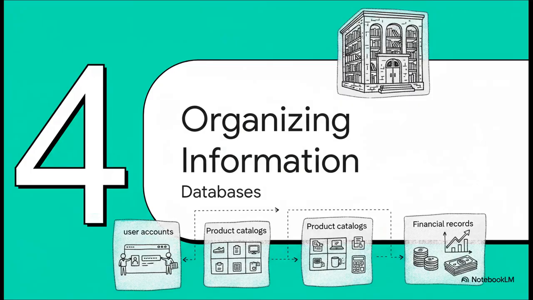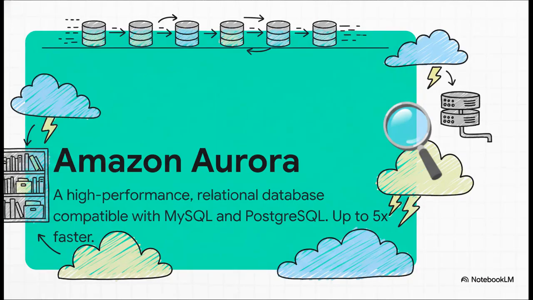Okay, so we have compute power and we have a warehouse for our files. But what about all that structured information? User accounts, product catalogs, order histories. For that, we need a library. We need a database to keep everything neatly organized so we can find it in a flash. For that traditional structured data, stuff that fits neatly into tables with rows and columns, there's Amazon Aurora.